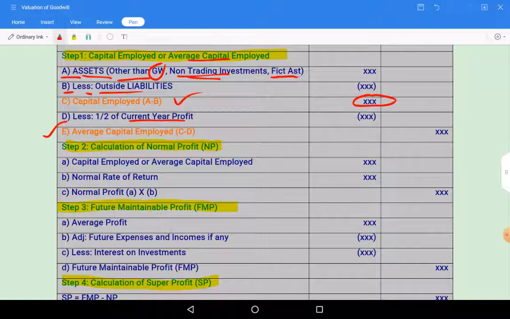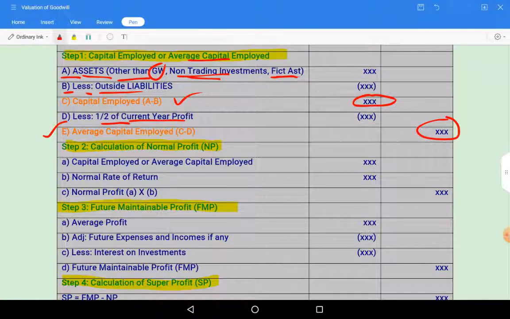So to calculate average capital employed, we also need to calculate capital employed. Assets minus liabilities is nothing but your capital employed. From that, if we take out half of the current year profit, you will get average capital employed.